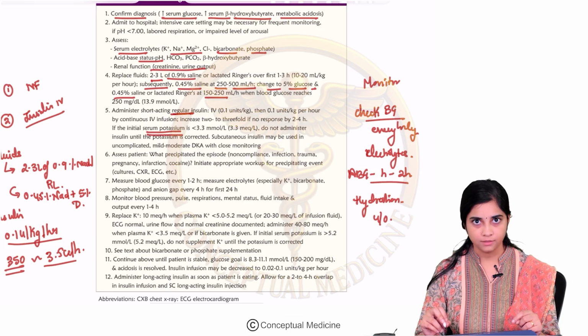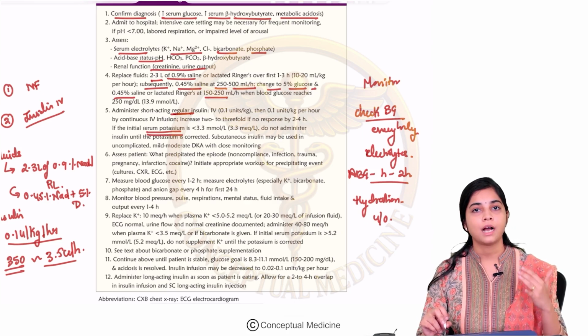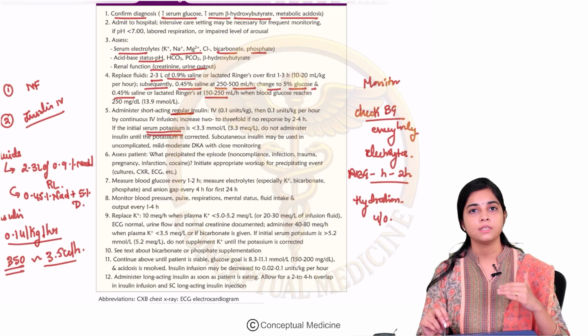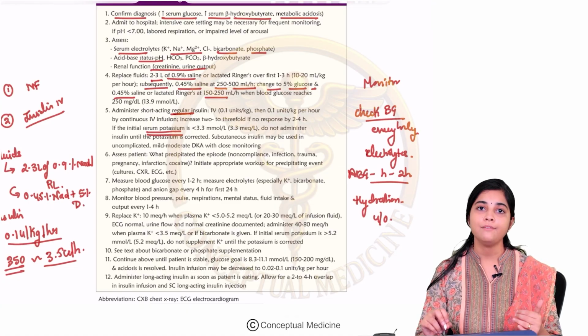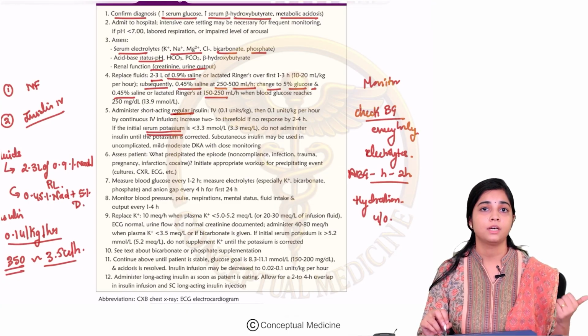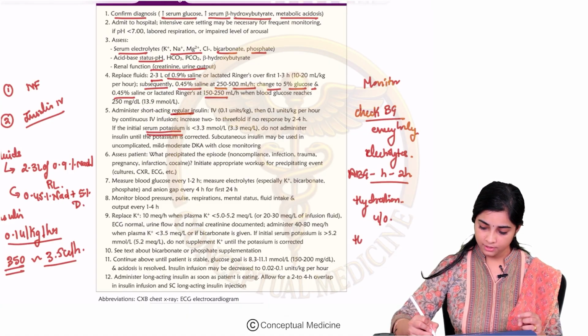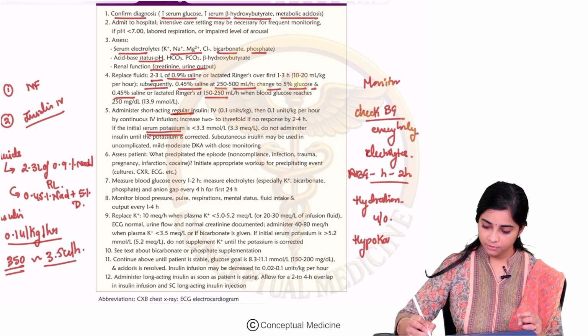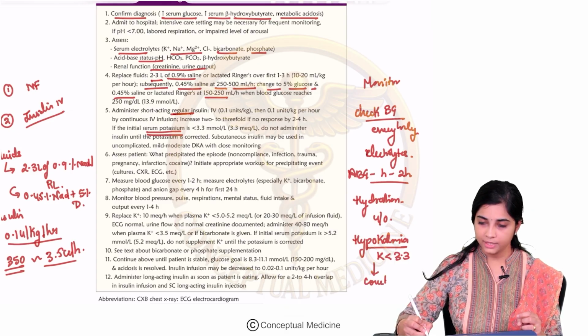We know that insulin, when you give it IV, can cause hypokalemia because it causes an intracellular shift of the potassium. So initially, if the potassium is less than 3.3, then you correct your hypokalemia first.